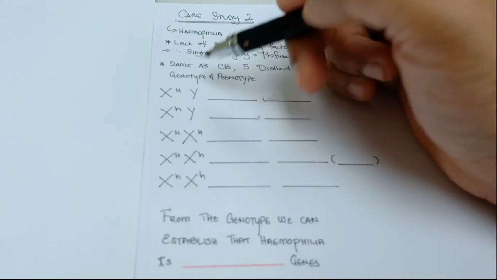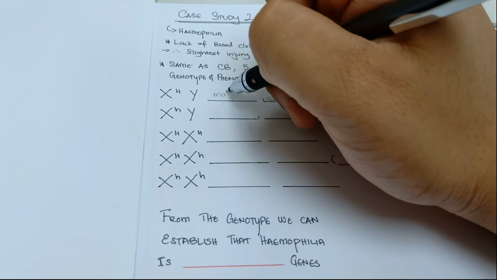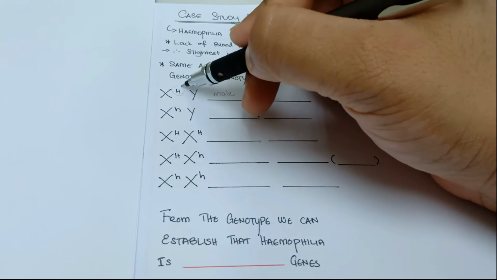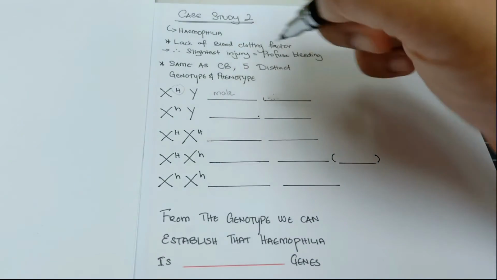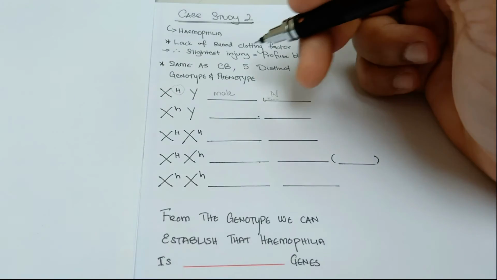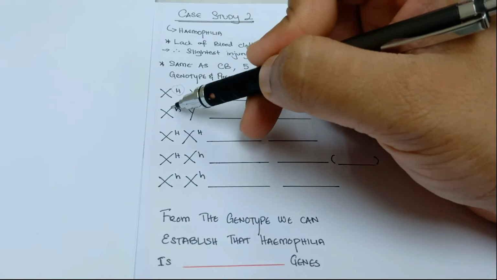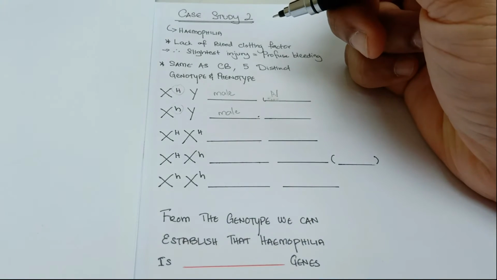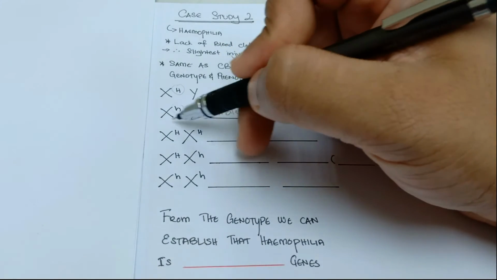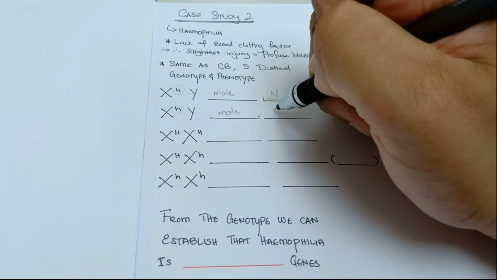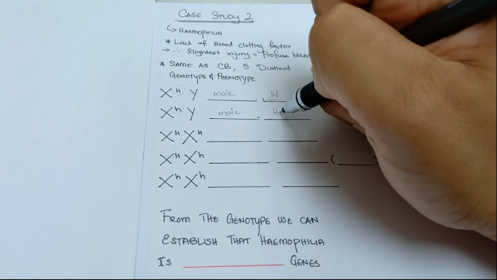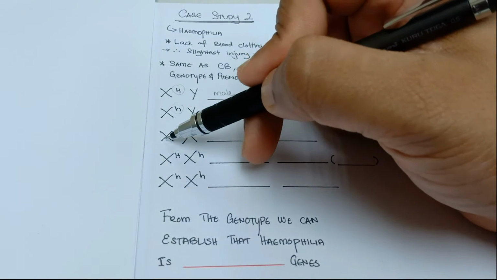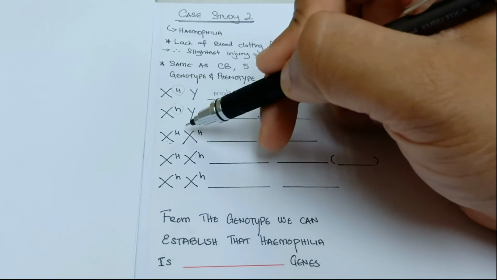So XY is male. You see the capital H here, you don't have a lowercase h, so this male is normal. Now I have X and Y with a lowercase h, so this is also male. If you have the recessive gene and it's only one here, that means you are going to become afflicted. So I represent hemophilia as XhY here.